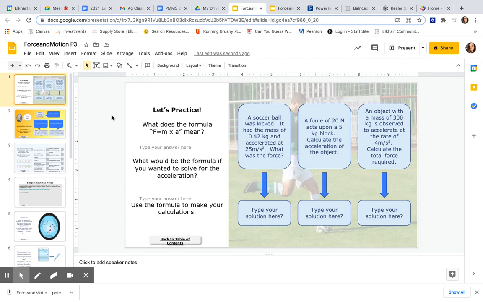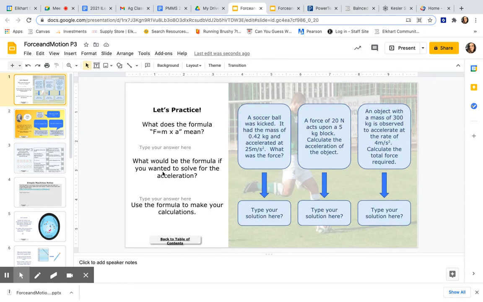Hello, today we are going to continue with force and motion part 3. Right here, you're probably familiar with force equals mass times acceleration. What do you think that means? Type your answer right here. I just gave it to you.